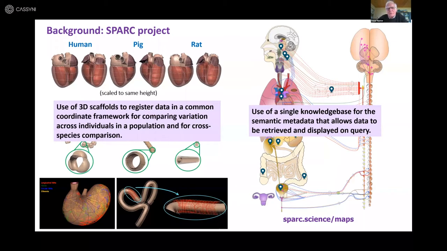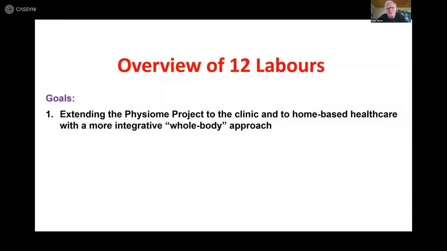Okay, so let's now move to 12 Labors. The goals are to extend the Physiome project to the clinic and to home-based healthcare with a much more integrative whole body approach. So it's taking all the work that many people in the ABI have been doing over many years, but trying to bring it into a framework that allows us to apply it to the clinic, both by integrating into whole body systems and by dealing with issues of model reduction, and thinking about how we can provide much faster linkage between the very detailed models that the various ABI groups are developing and how that gets used in the clinic, where you often need real-time function.